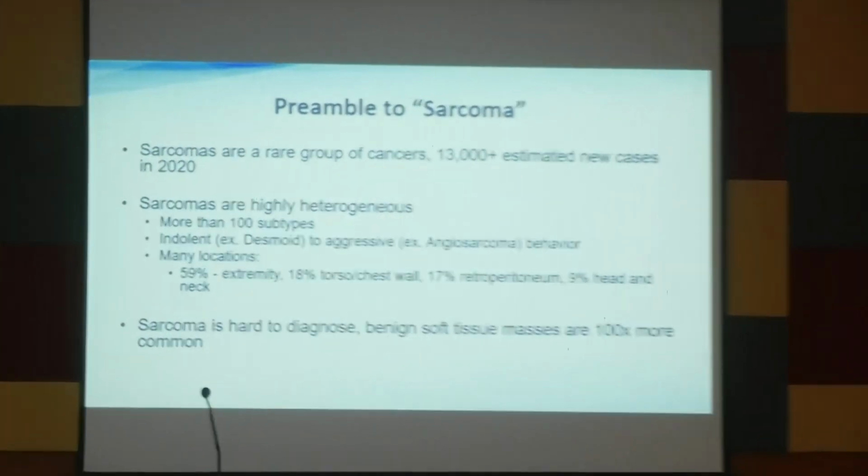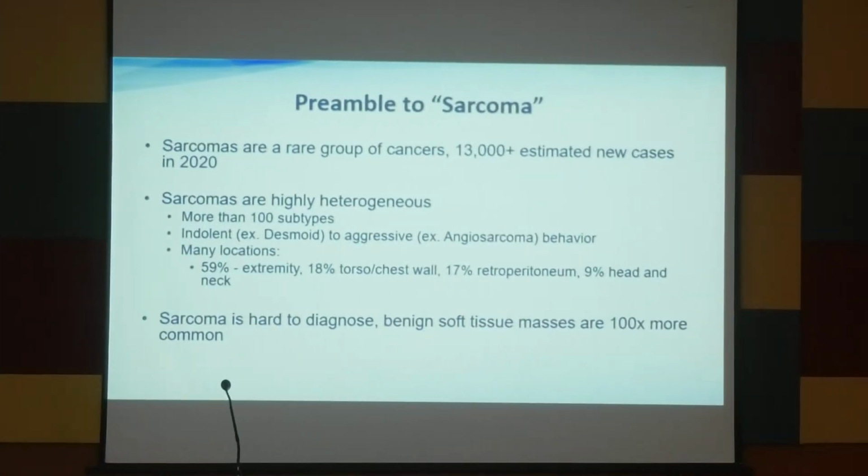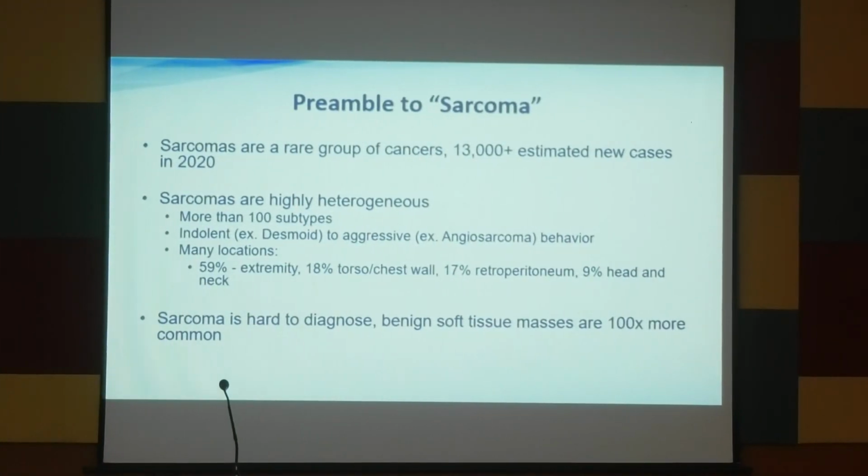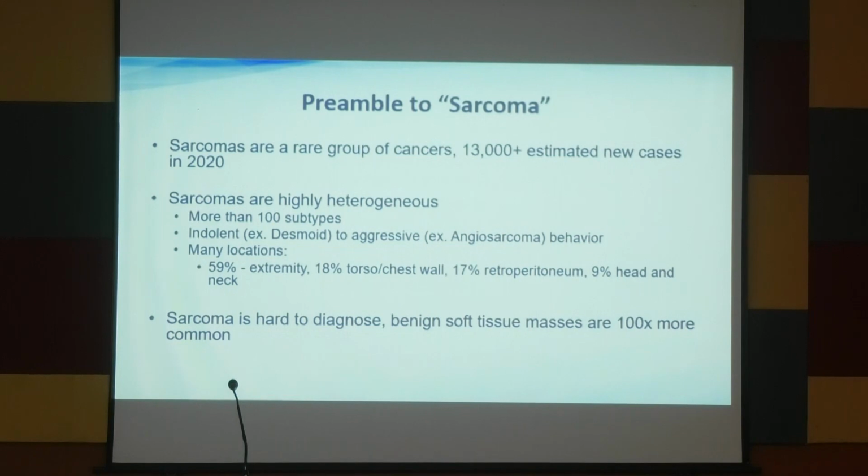How will you look at sarcoma? Sarcomas are a rare group of cancers, with 13,000 estimated new cases, highly heterogeneous, with 100 subtypes. Sarcomas are one of the very common malignancies of the retroperitoneum. They come in late stages. An example is desmoid. I have operated on desmoid tumors. We have just taken out the cancer in toto.